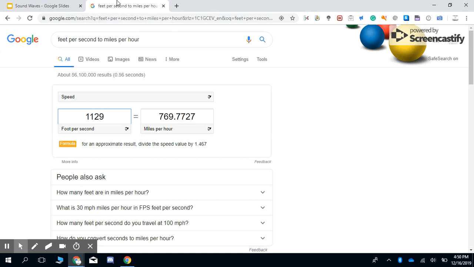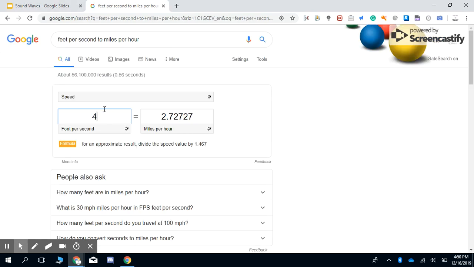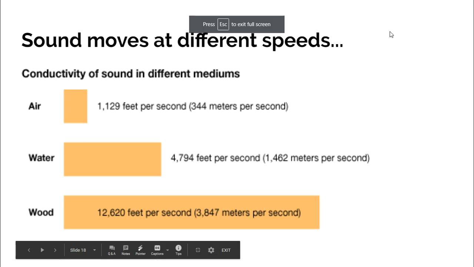1,129. Wow. So sound waves travel at 769.77 miles per hour, almost 800 miles per hour. But a sound wave in water, 4,794 feet per second. 4,794. Yo, that's over 3,000 miles an hour. So if you want to take a guess, you could look up how fast it's traveling through that piece of wood, but I can guarantee you sound waves are fast.